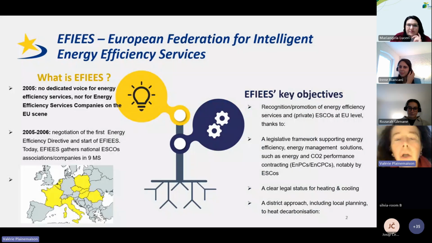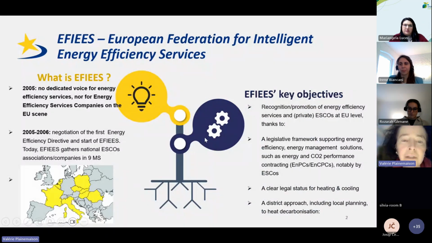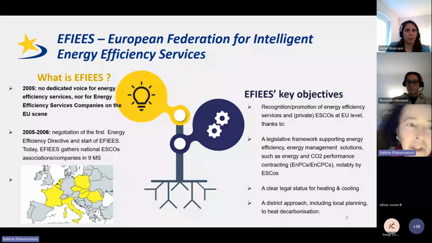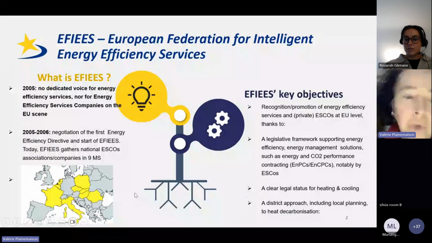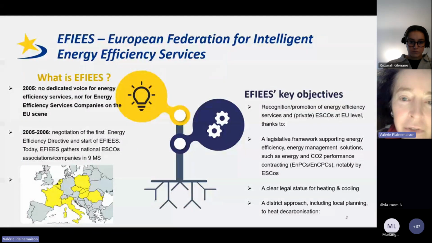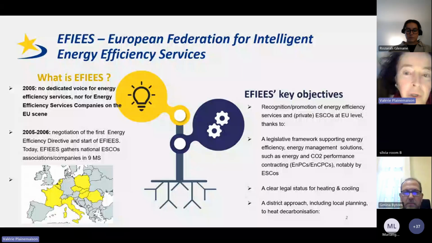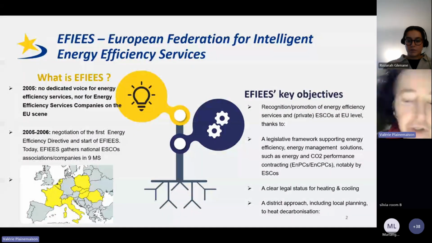Yes. Okay. So just a few words about us to make things clear. EFIES is the European Federation for Energy Efficiency Services. So in one word, it would be the European Federation of ESCOs. We were created in 2005. Our members are national associations or sometimes companies, ESCOs, working in energy efficiency services. Our objectives are to promote and gain better recognition of energy efficiency services and ESCOs at EU level. We're talking about private ESCOs here, but ESCOs may not be 100% private. That's also part of this landscape of energy efficiency services. So we work on the legislative framework at EU level, in particular on the Energy Efficiency Directive.